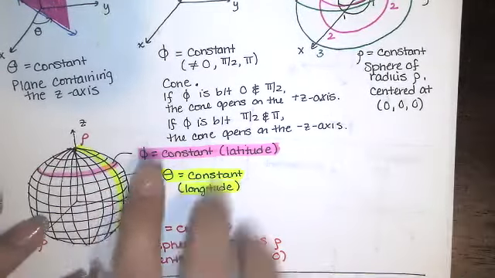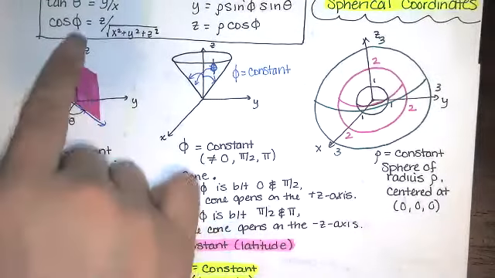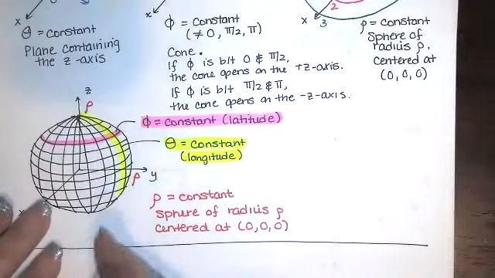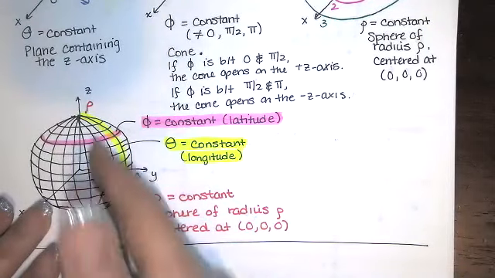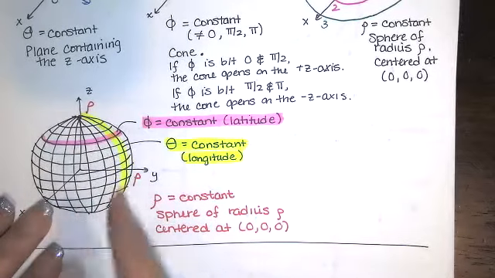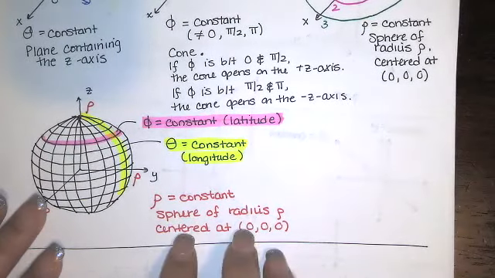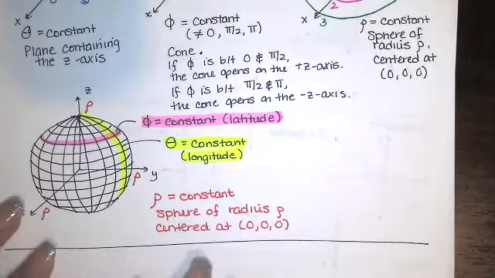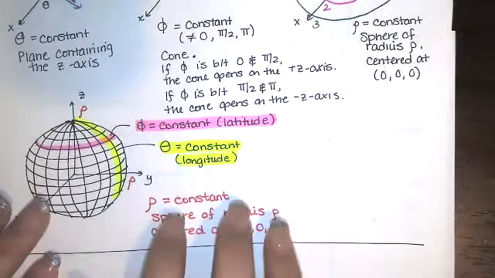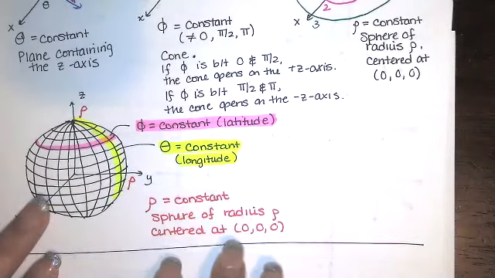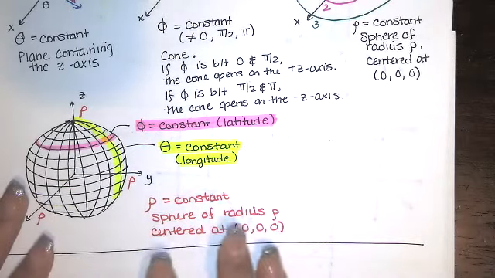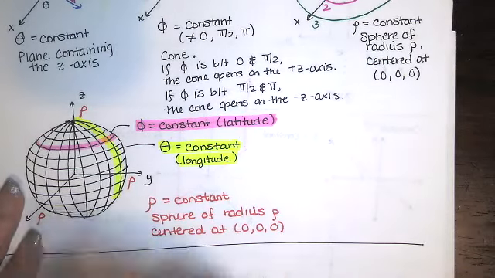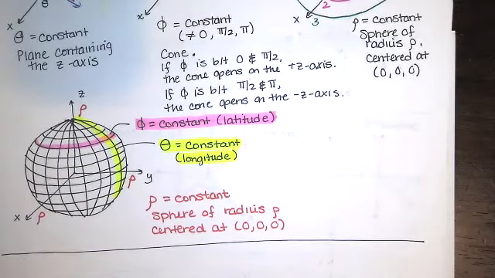And when theta is equal to a constant, we get a plane that passes through the z-axis. Well, if I take that plane that passes through the z-axis and I intersect it with a sphere, I get these longitude lines. And of course, rho equaling a constant gets us the radius of the sphere in the first place. So I think of phi like latitude, theta like longitude, and rho like the radius of the sphere. And we put all of those pieces together to describe points in three-dimensional space.